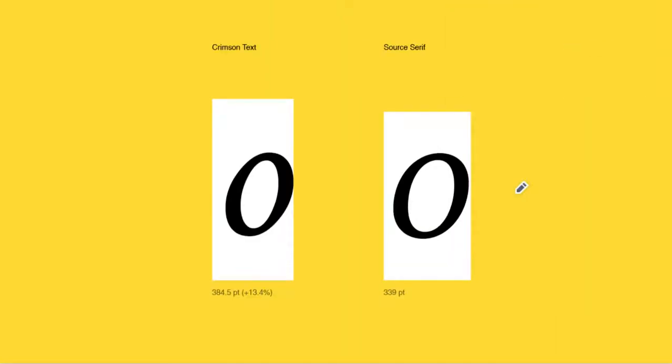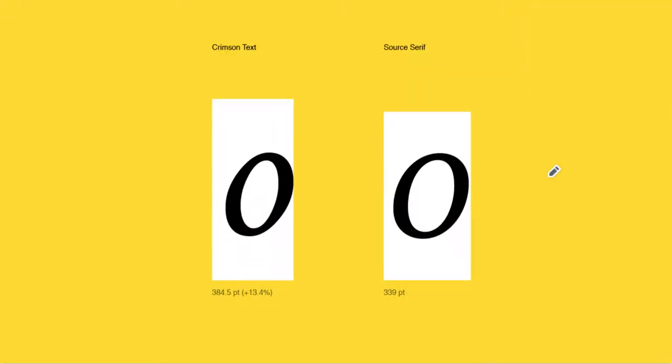All right, so moving on from the N, we're going to move on to the O. Notice that usually your decisions in side-bearing positions that you started with the N will be repeated and followed through in the other design. Notice in Crimson Text, again, the very aggressive looseness on the left side bearing and the tightness on the right side bearing. Both typefaces approach it that way, but Source Serif doesn't do it as much, right? The relationship is similar, it's tighter on the right than on the left, but not to the same degree as Crimson Text.